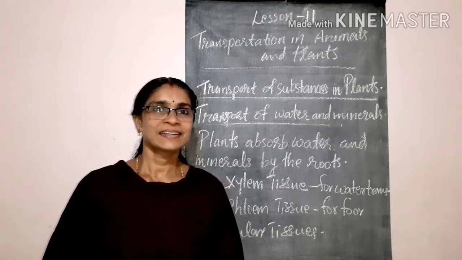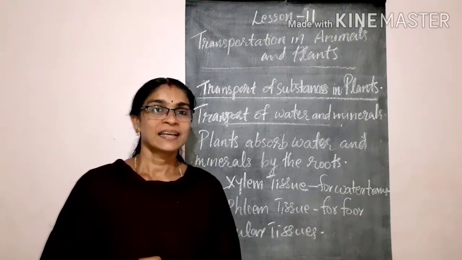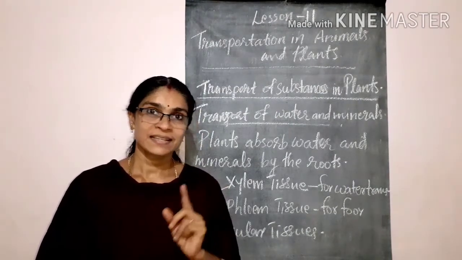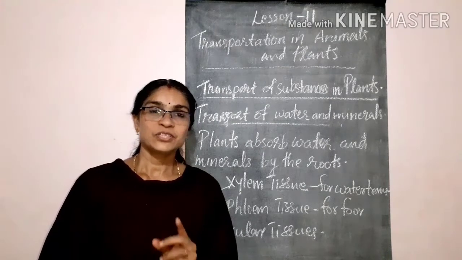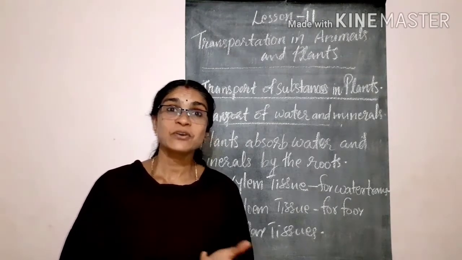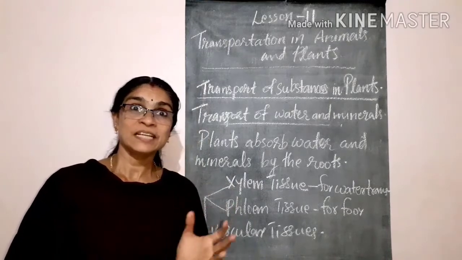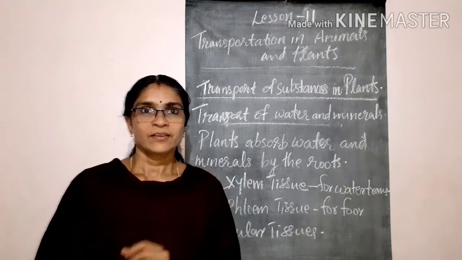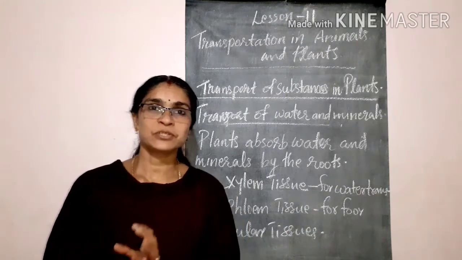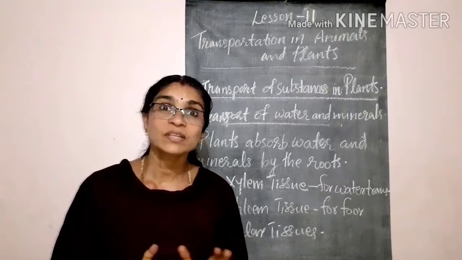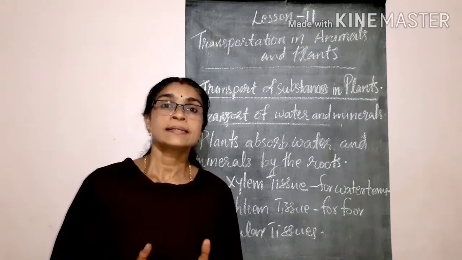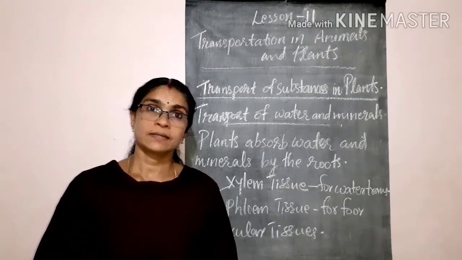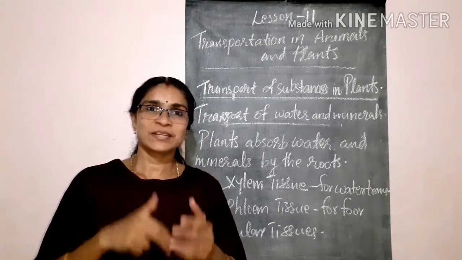Don't forget, the tissue which helps in the transportation of water is xylem tissue. The tissue helping for the passage of food materials from leaves to other parts is phloem. Xylem tissues and phloem tissues together are called vascular tissues or conductive tissues. Conduction means transportation, up and down transportation.